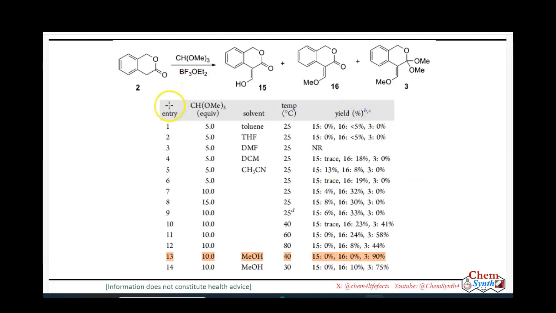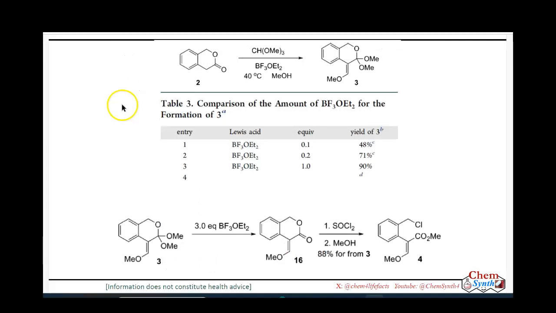In this case, they used BF3·OEt2 Lewis acid as catalyst, and during this step's optimization, they used 0.5 equivalent. Later they optimized the quantity of that Lewis acid and found that when they used 1 equivalent they got the best yield.